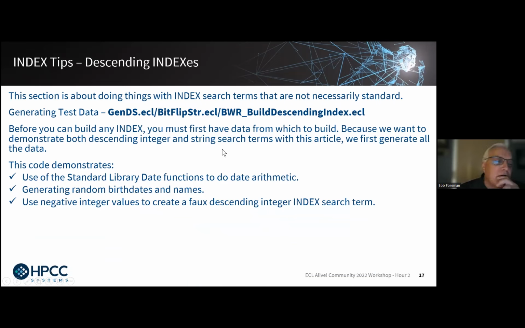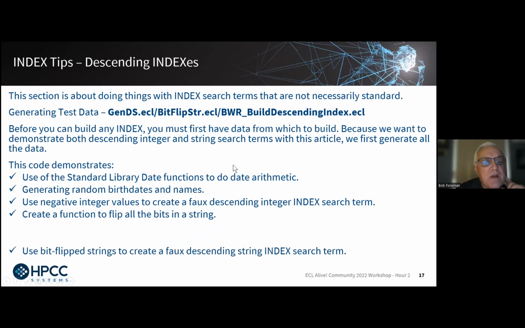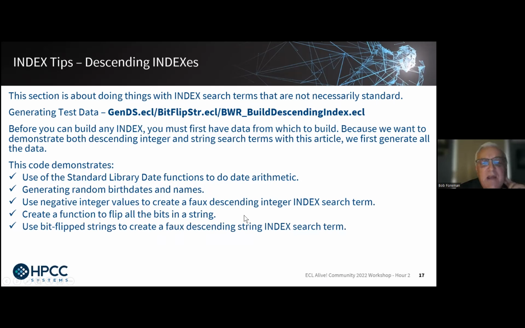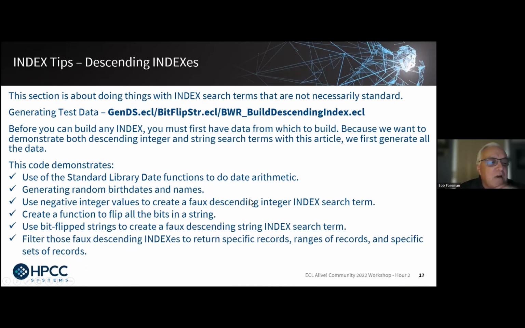This is something I learned that I didn't realize: the technique behind doing descending numeric indexes, and also, stand by, creating a function to flip all the bits in the string, because we're also going to create a faux descending string index. We're also going to show, once you've created these indexes, how do you work with them? How do you filter them with specific records, ranges of records, and specific sets of records?